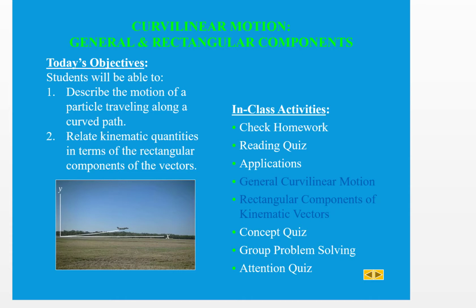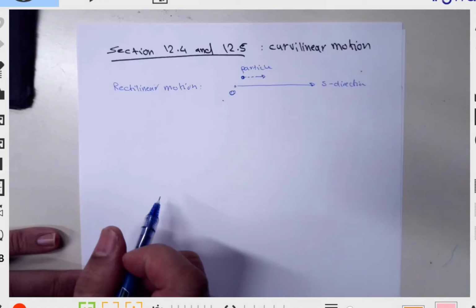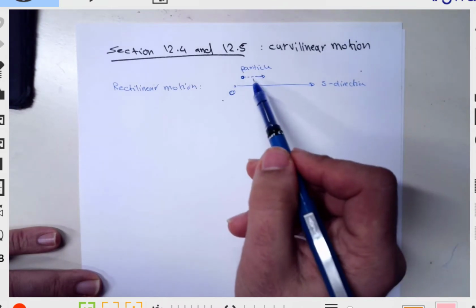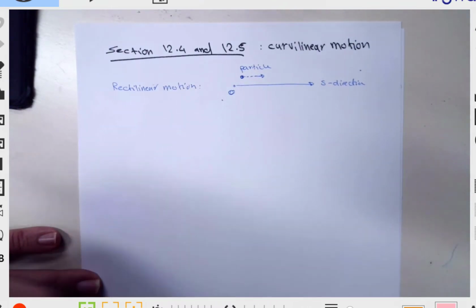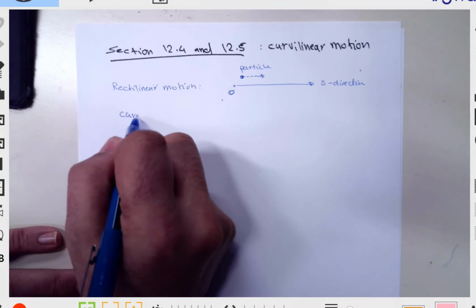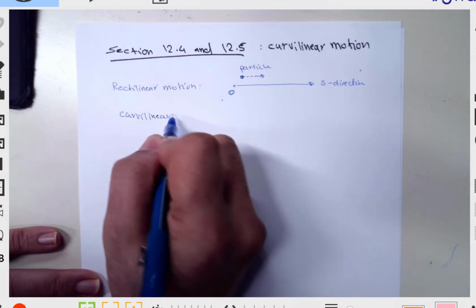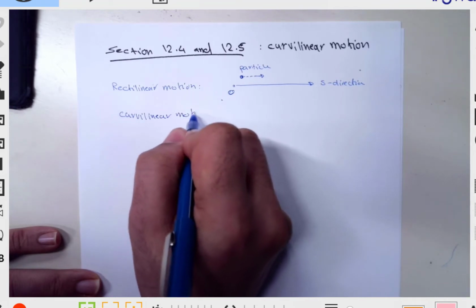Use the rectangular components, which is the Cartesian components x, y, and z, to describe the kinematics of a particle in vector space. And we'll take a couple of examples. Alright, so the rectilinear motion describes a particle moving in one direction. In the curvilinear motion, we describe the particle moving in either 2D or in 3D.